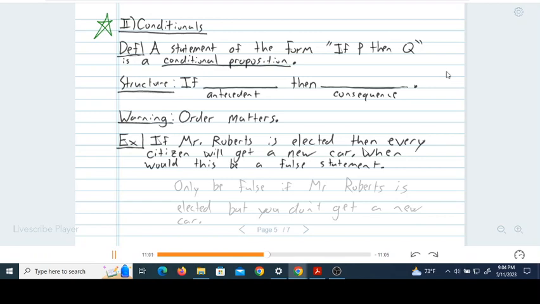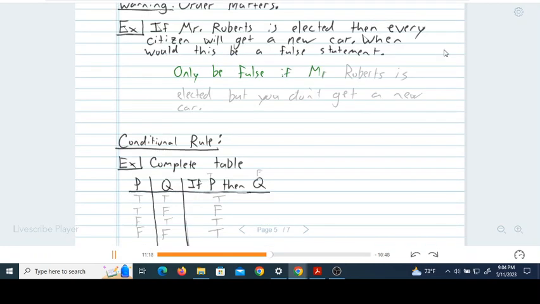So let's look at a conditional. If Mr. Roberts is elected, then every citizen will get a new car. When would this be a false statement? When could you accuse me of lying? Well, it can only be false if I'm elected, so that first part is true. Mr. Roberts is elected, true. But you don't get a car, or not everyone gets a new car. That's the only time it will be false.